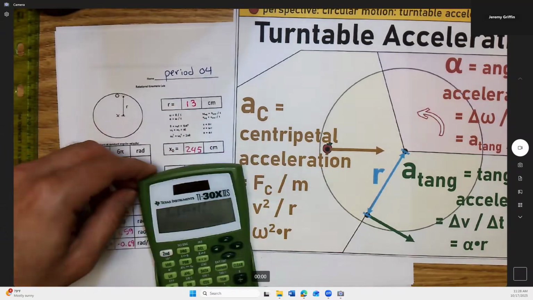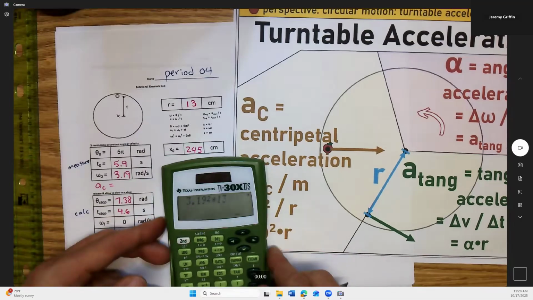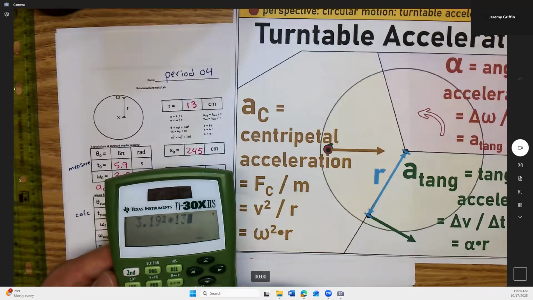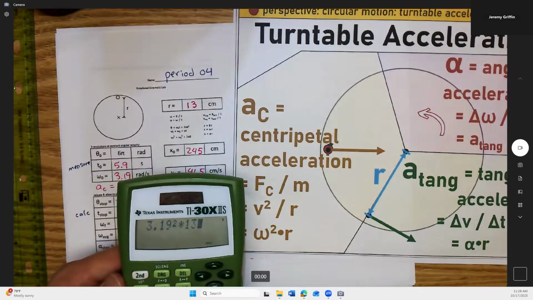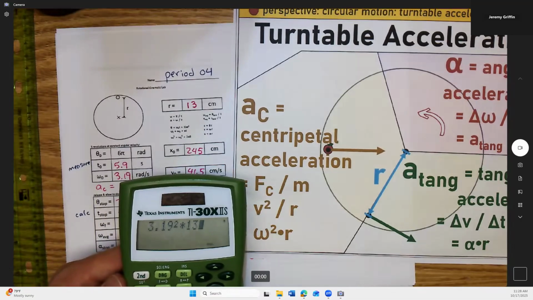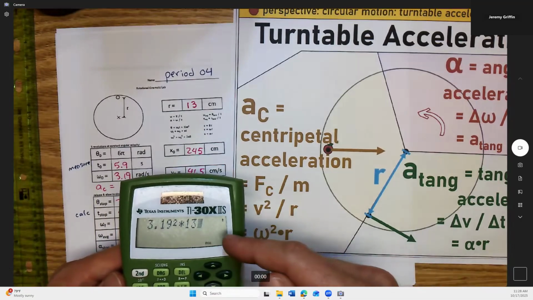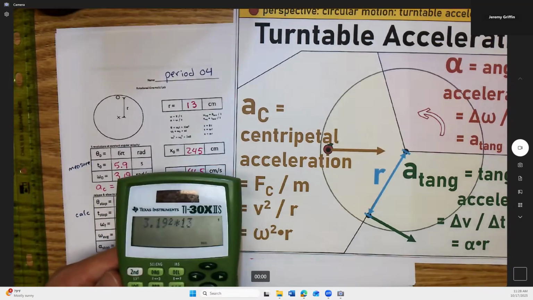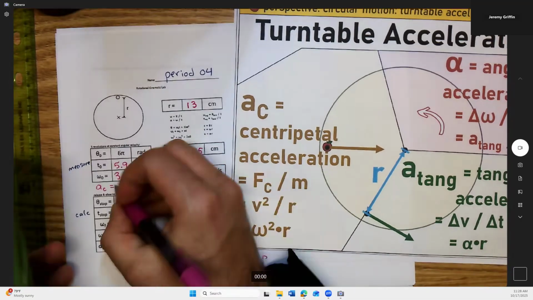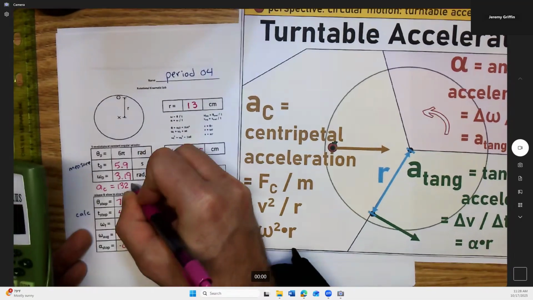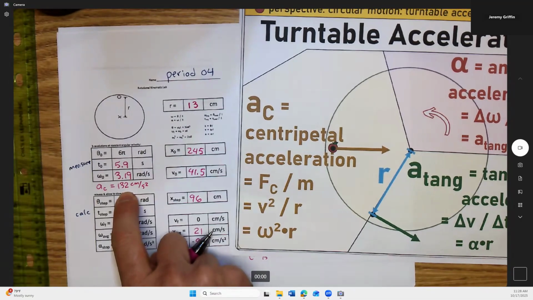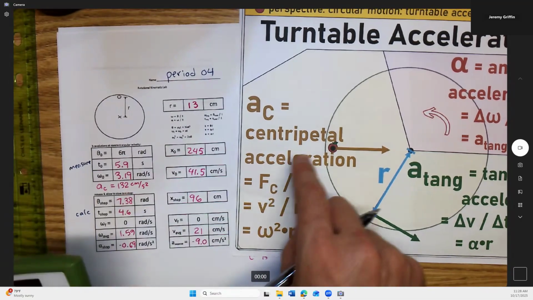Okay. Now, keep in mind, if I type in the numbers exactly like that, what are the units on the answer going to be? Is it meters per second squared or centimeters per second squared? Yeah, it's got to be centimeters per second squared because I typed in centimeters. Okay, so just as long as you know that and you communicate that. I'm getting 132 centimeters per second squared. Okay, that's centripetal acceleration.